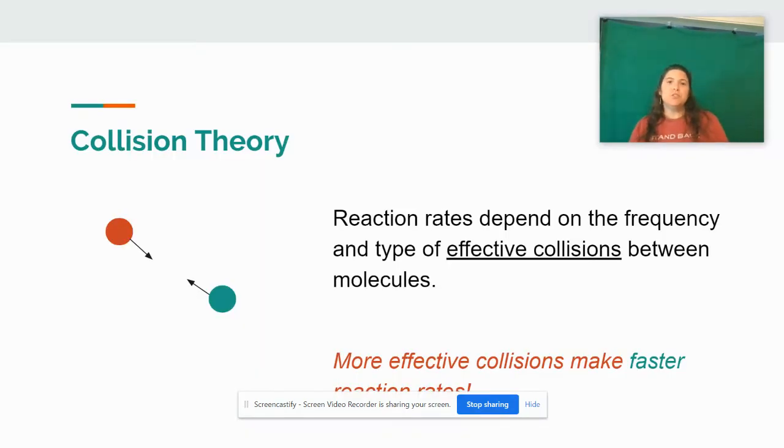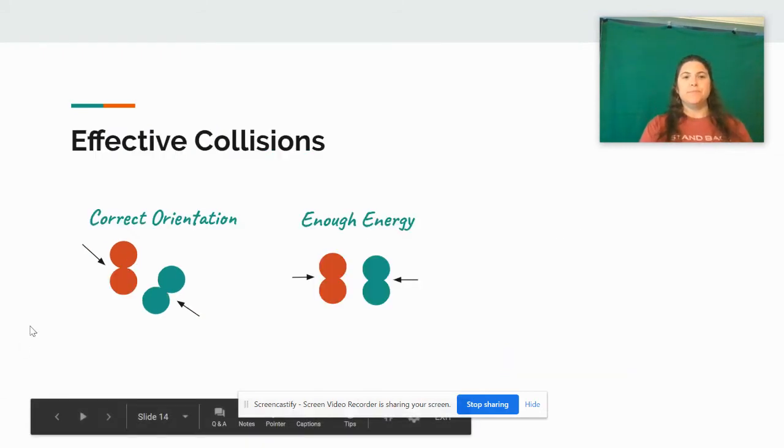Collision theory pretty much just says that a reaction rate depends on how often molecules or particles hit each other and how effectively they hit each other. What you end up with in collision theory is that when you have molecules collide, the more collisions that you have that are effective, we'll talk about that in a second, the more you speed up the reaction rate.